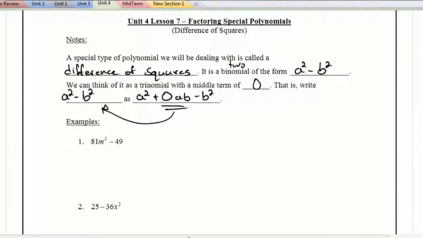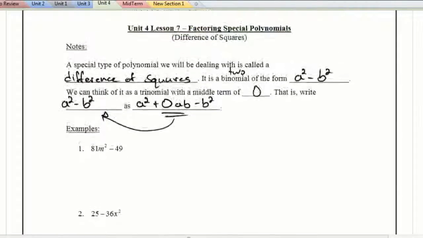All right, so let's look at some examples. These ones are pretty straightforward. If you want to think of this as 81m squared plus 0m minus 49, you could. But there's a nice little trick that we can do to make these questions work out nicely for us.